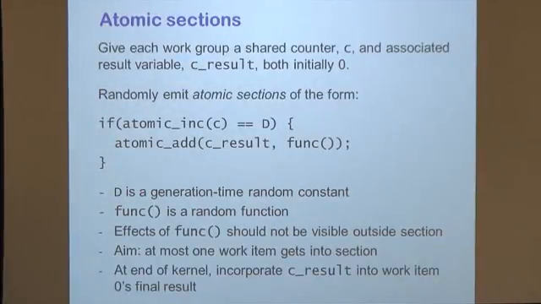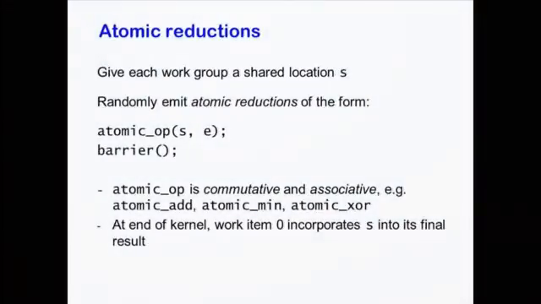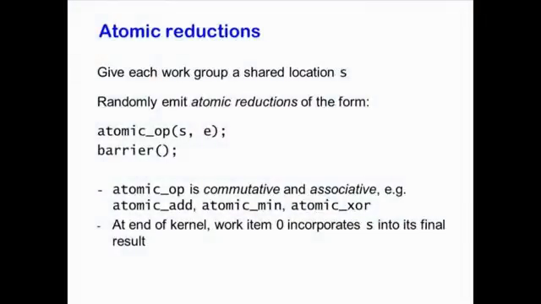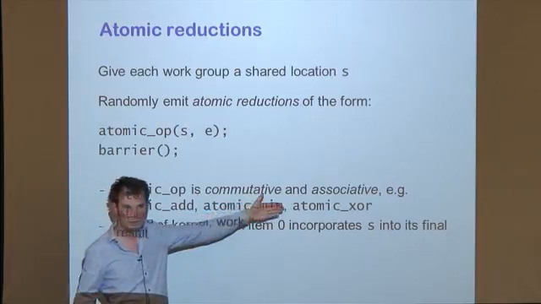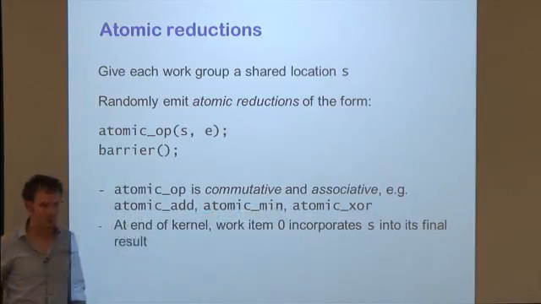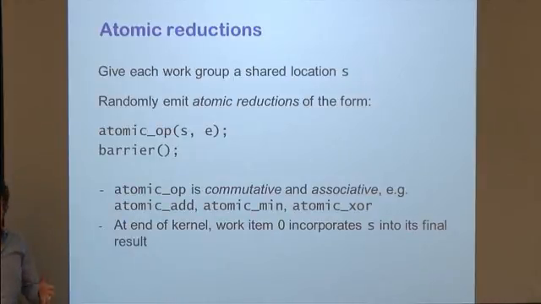Okay, so the other idea is simpler. Some operations in OpenCL that are atomic are suitable for doing reductions, in particular add, min, and XOR as 3 examples. You can apply these operations to a bunch of data to get a result. And because these operations are associative and commutative, it doesn't matter in which order you apply them. You'll get the same result in the end.